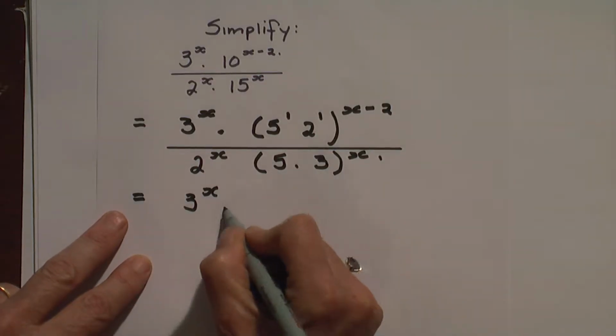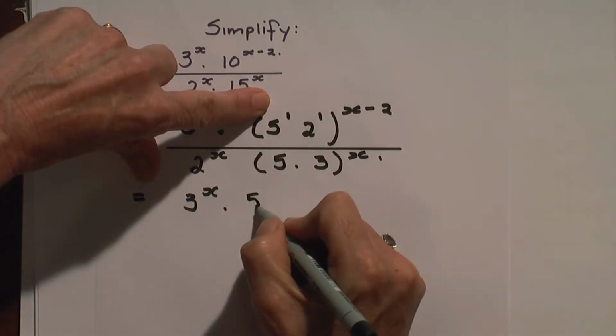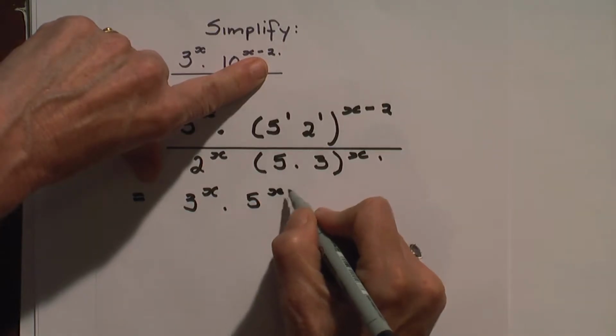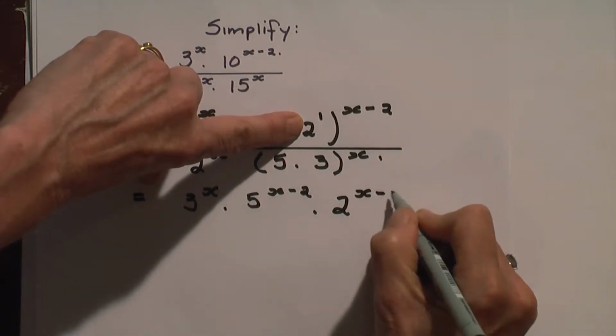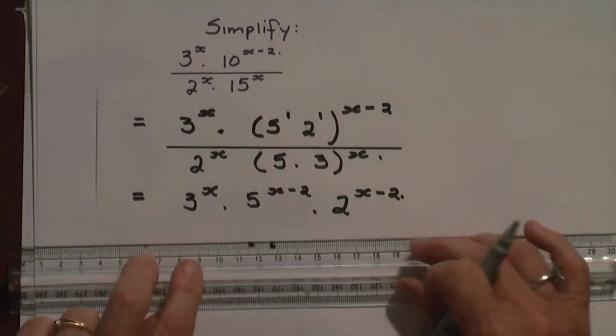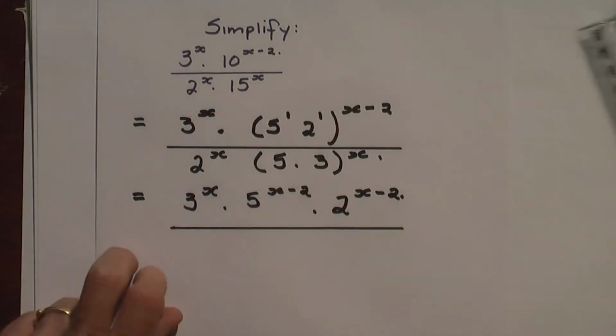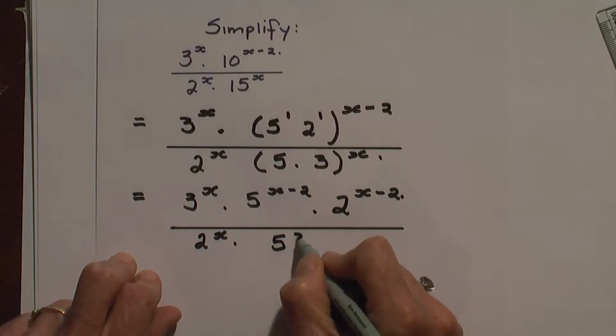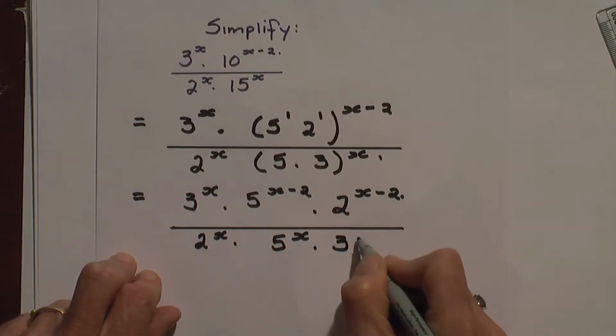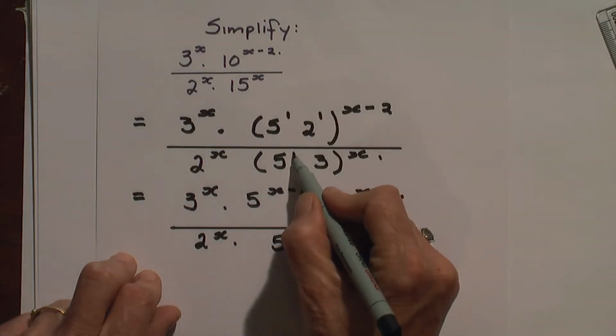Right. Third rule, raising a power to a power. 3 to the x. Now, careful. 5 to the x minus 2 multiplied by 2 to the x minus 2 over, I'm happy with 2 to the x, and here I've got 5 to the x multiplied by 3 to the x. See, once again, remember each one. So if you want to, put those ones in. They're not necessary, but it just avoids careless mistakes.